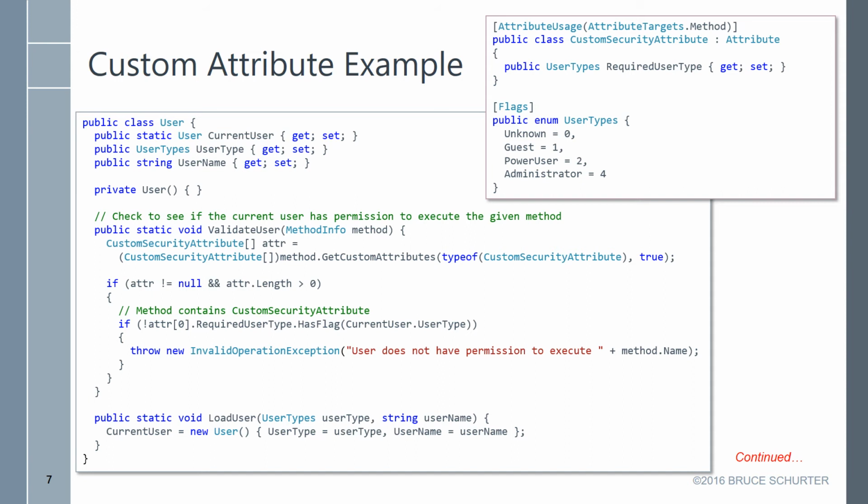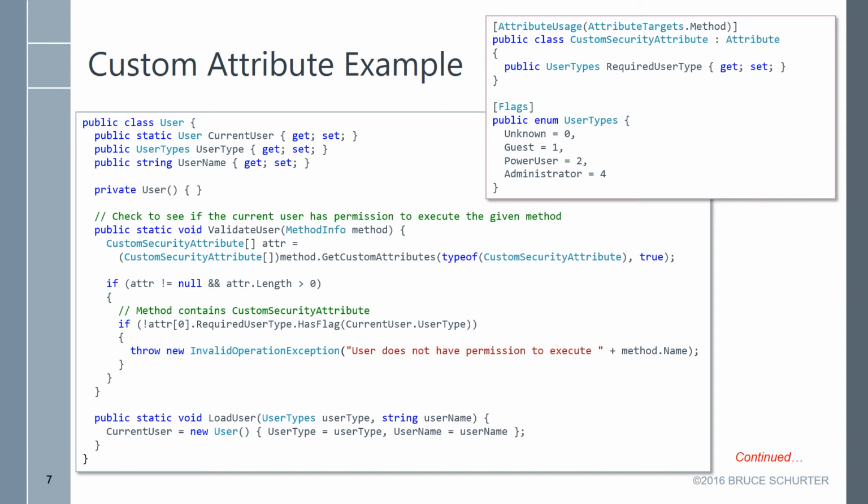If it does contain an attribute of type custom security, then what it does is check to see whether or not the current user contains the permissions required by that method. So if you take a look at the required user type of attr index 0, you can say has flag, and you pass the flag of that particular user type.